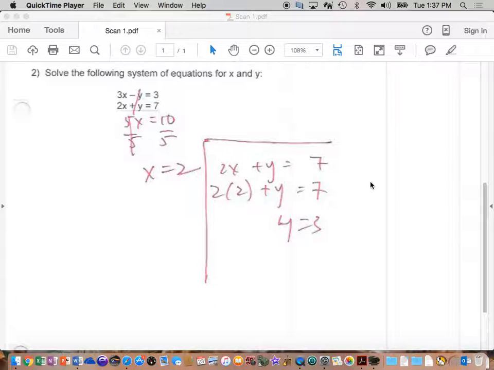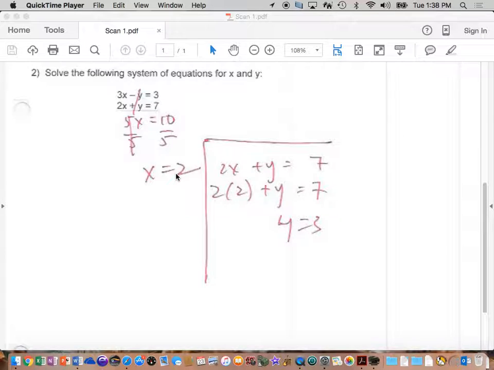Now, number 2, solve the following system of equations for x and y. And what's really nice on this one is that the y's already pair up. So all you have to do is add them up. What's 3 x's and 2 x's? 5 x's, and 3 and 7 make 10. Divide by 5, and you get x equals 2. Anytime the signs are opposite, you're going to get it.